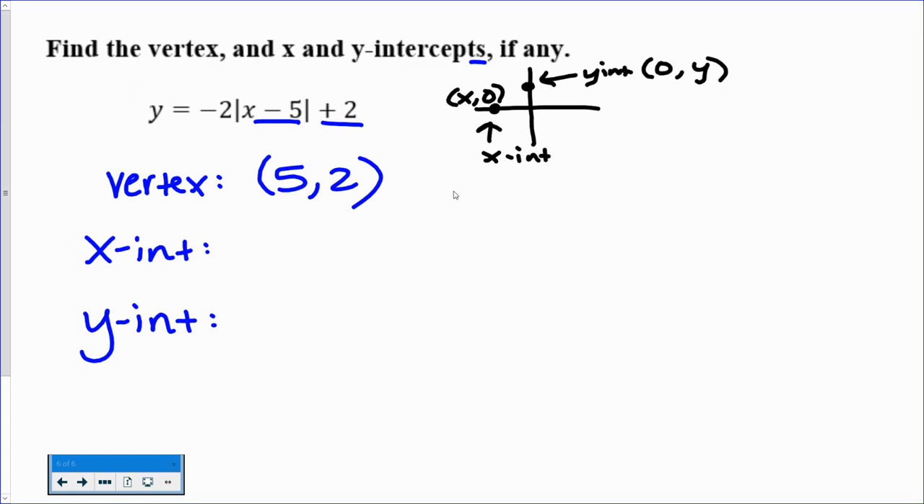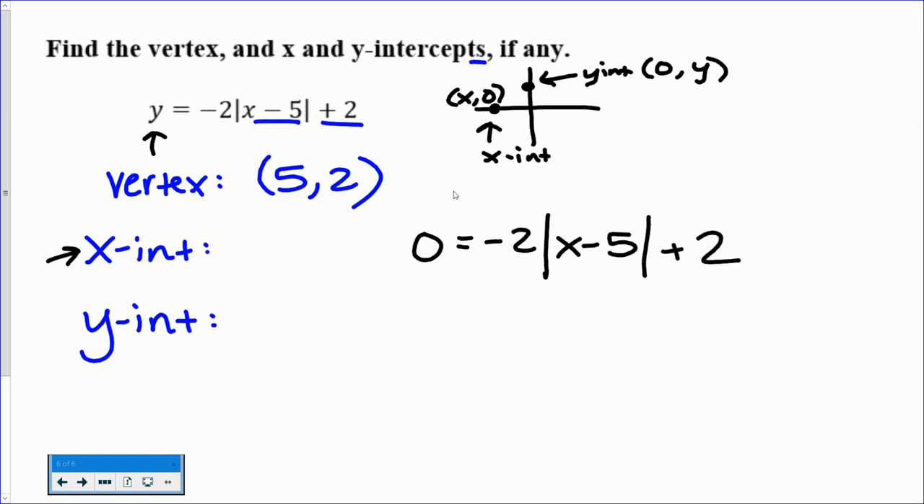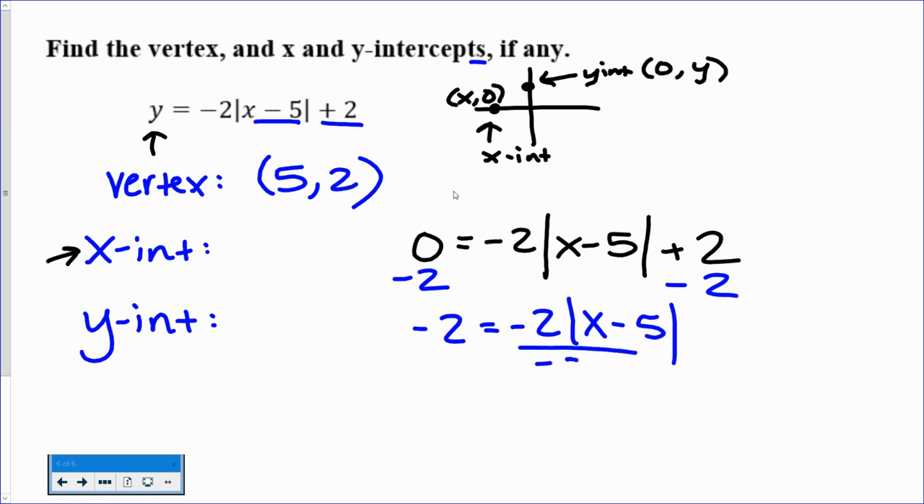So my x-intercept, if I'm trying to find that, I need to plug 0 in for y. So 0 equals -2 times the absolute value of x minus 5 plus 2. So now we're solving that equation for x, like we were working on the other day. So I'm going to subtract 2. Right, I'm trying to get the absolute value by itself, divide by -2 on both sides. Okay, now I have 1 equals the absolute value of x minus 5.